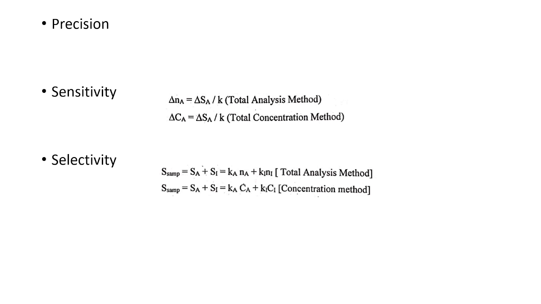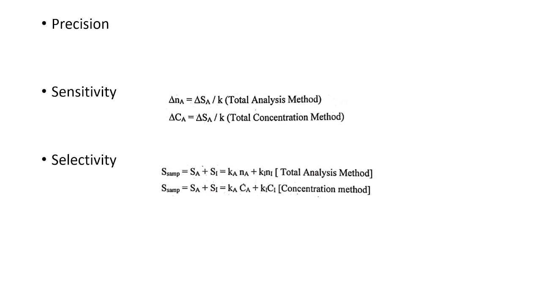The same equation can be written for the concentration method also, where S sample is the total signal due to the constituents of the sample, that is A analyte and I interferent. It means the total signal is due to your iron as well as copper.